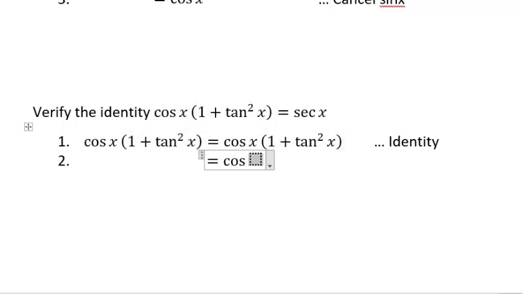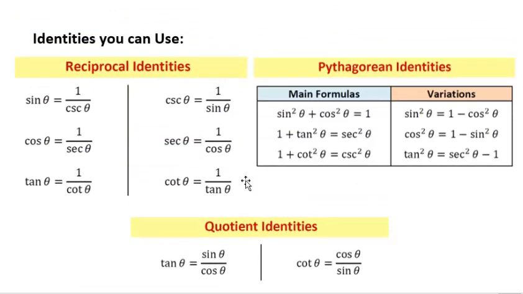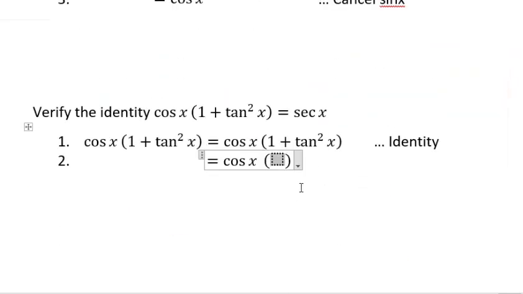Okay, cosine x times, I don't know what that 1 plus tangent squared is, so let's look in here. Do I have a 1 plus tangent squared? Yes, 1 plus tangent squared is secant squared. Okay, so I don't even need the parentheses because it's only one thing. Okay, secant, but that thing is squared.